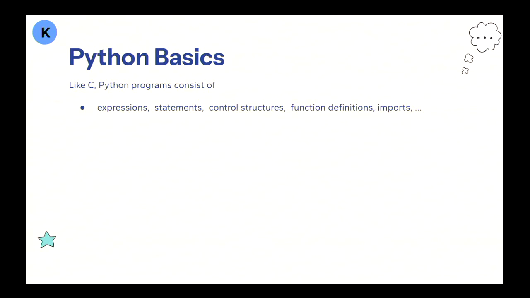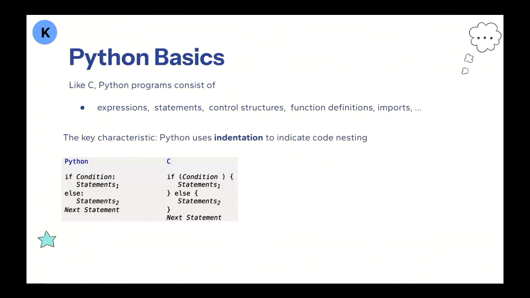So now let's jump into the details of the Python language. Like the C language, a Python program consists of expressions, statements, control structures, function definitions, imports, and all the similar things. And the key characteristic of the syntax of Python is that it uses indentation to indicate code nesting.